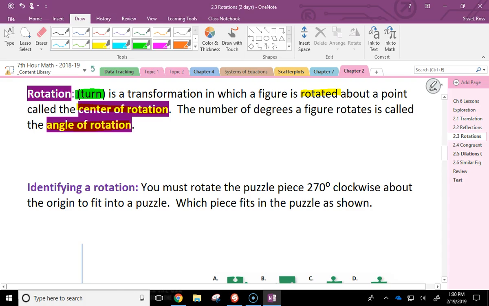Are you on rotation? It says dilation. Rotation. That makes sense. Okay. It's okay, Keith. Alright.